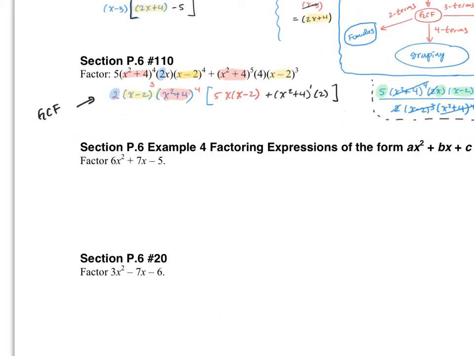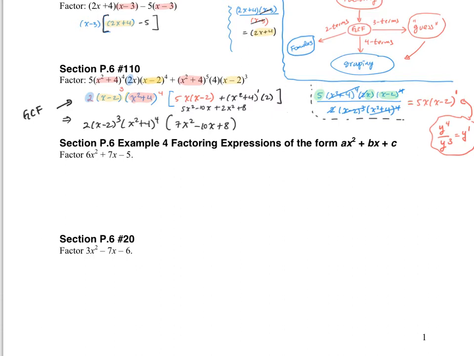Now, this can be simplified more if you distribute. This will give you 5x squared minus 10x plus 2x squared plus 8. So therefore, you can rewrite this as follows: 2(x squared plus 4) to the 4, and then the whole thing times (7x squared minus 10x plus 8), and that's it.